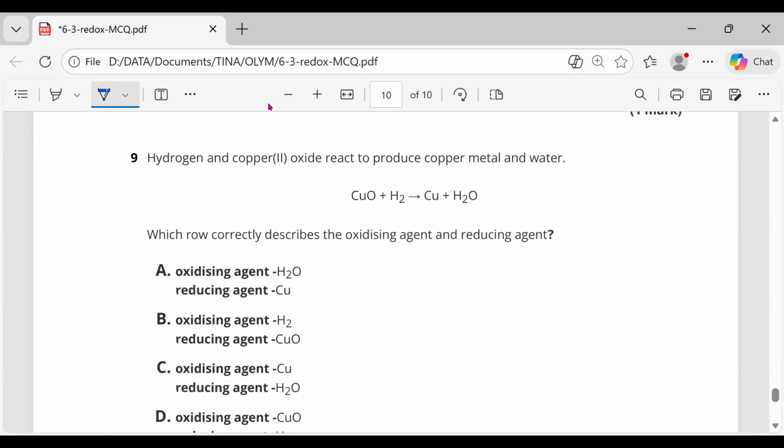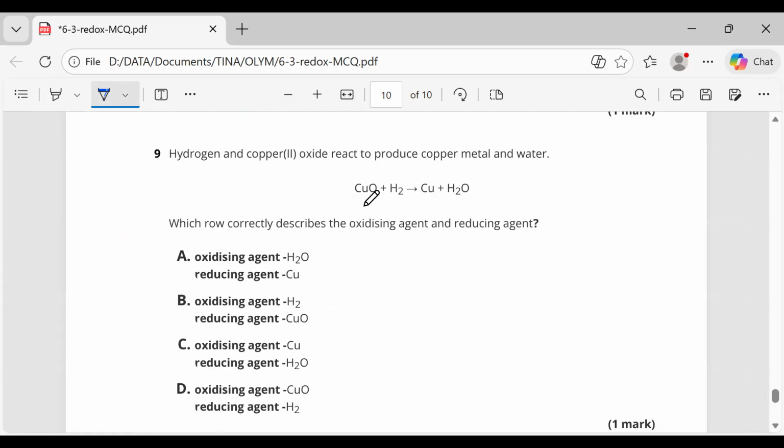Hydrogen and copper oxide react to produce metal and water. So CuO is reduced, so it's the oxidizing agent. CuO is the oxidizing agent because it is reduced. And H2 is oxidized, so it's the reducing agent. So D. Get it now?